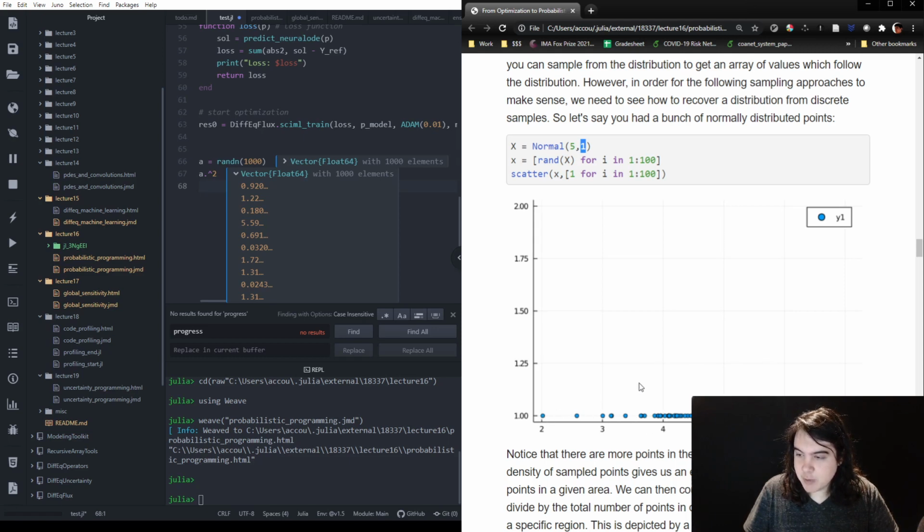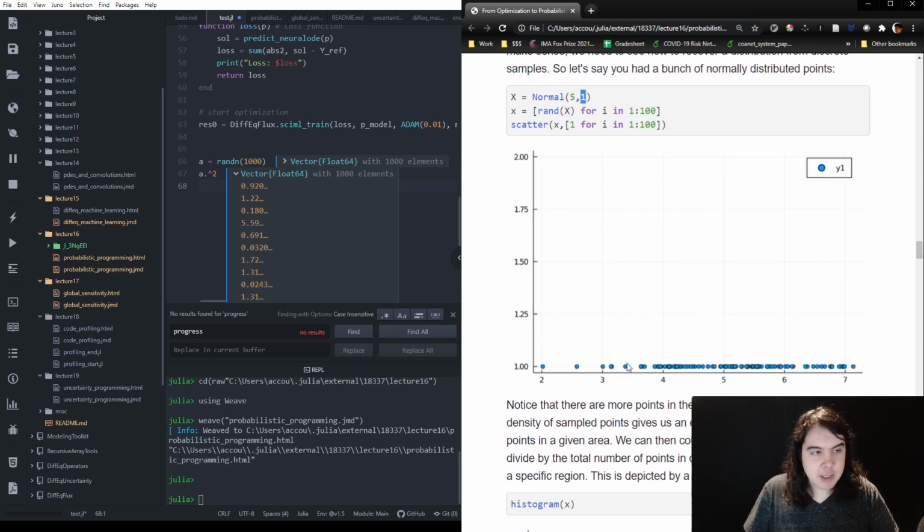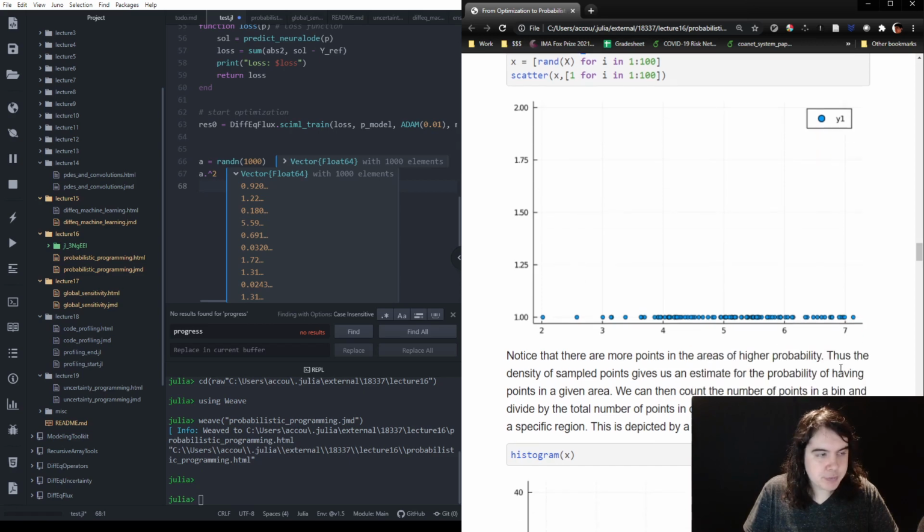So there's a bell curve which is centered around 5 here. How do I take this discrete set of points, where I see that there's more points here than out here, and recover the probability distribution? One way to do this is with a histogram.